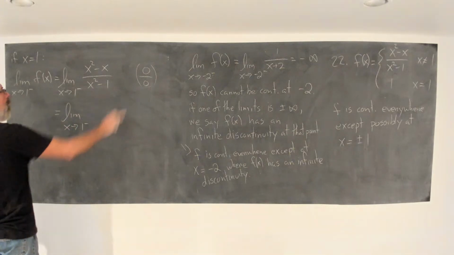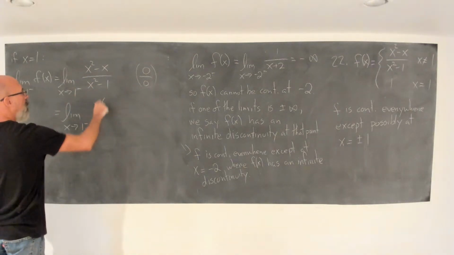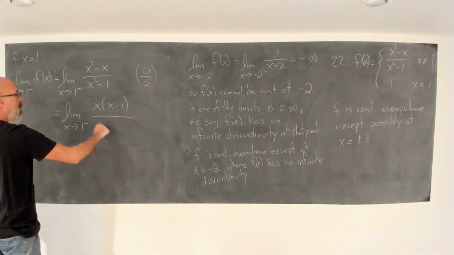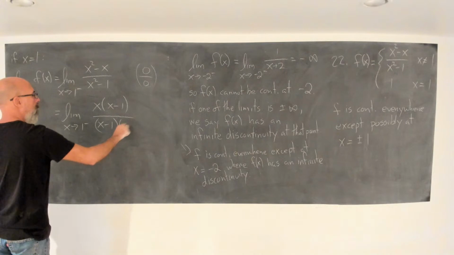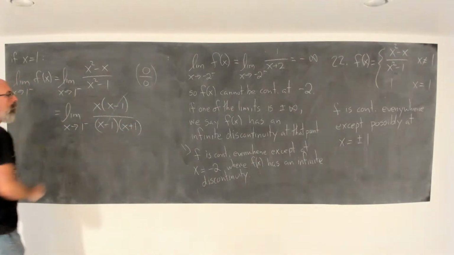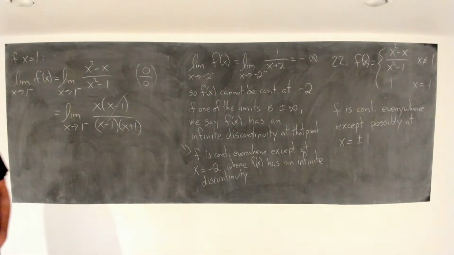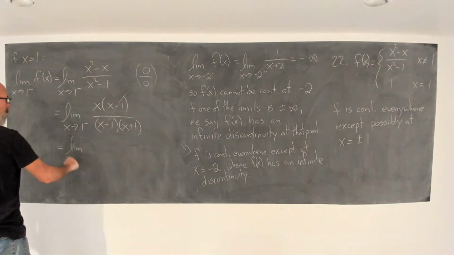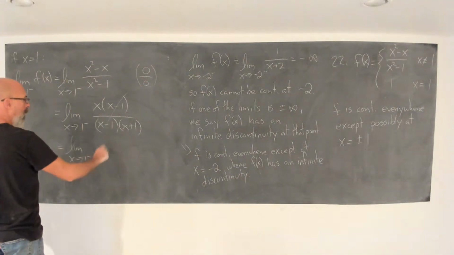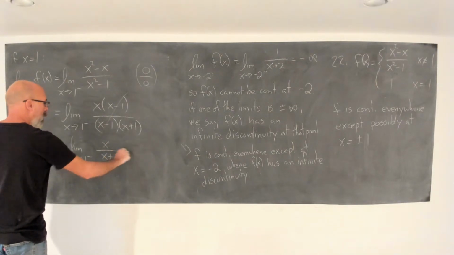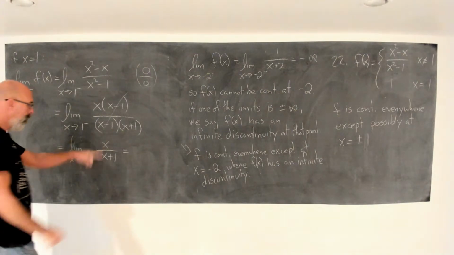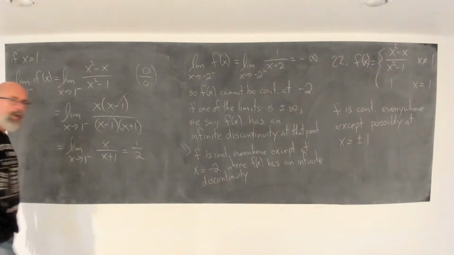Let's factor out an x from the numerator, and let's factor the denominator as x minus 1, x plus 1. And you see that the x minus 1s cancel out nicely, leaving us with a limit of x over x plus 1, which is easily seen to be one half.